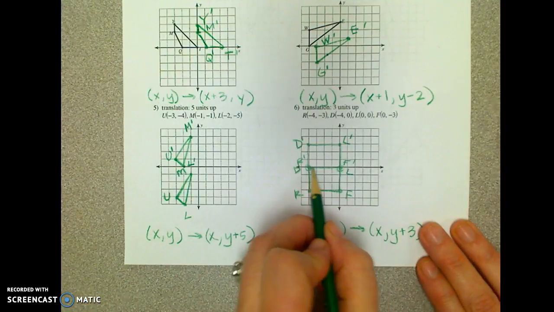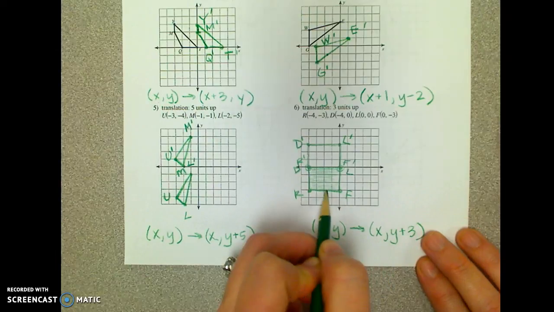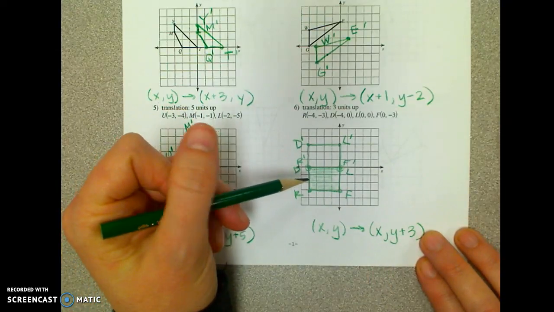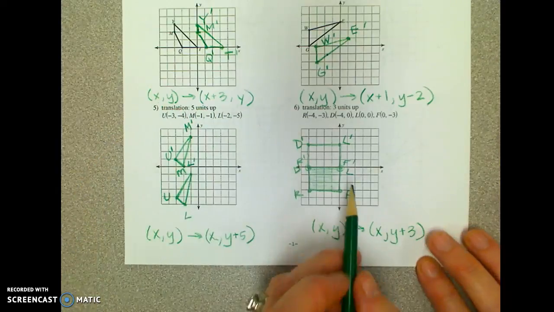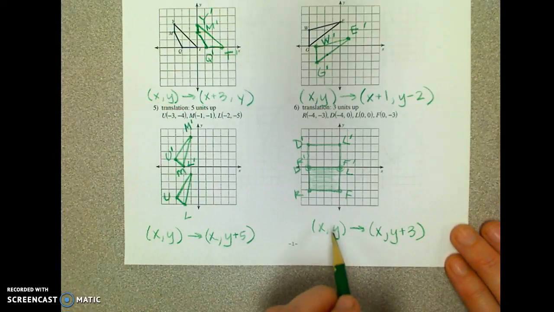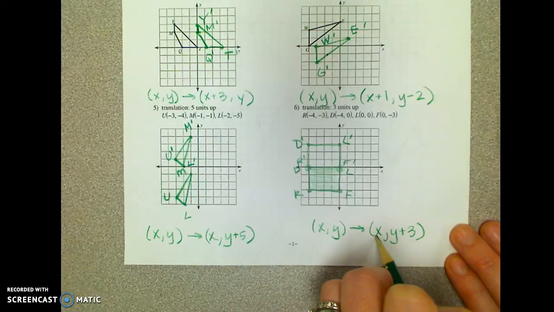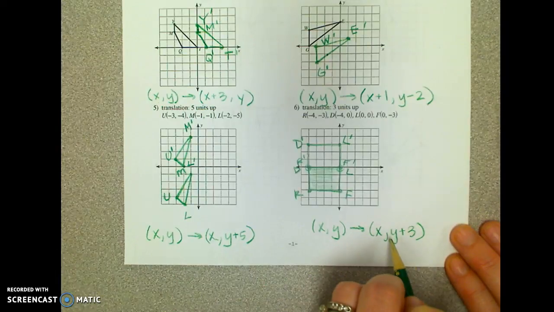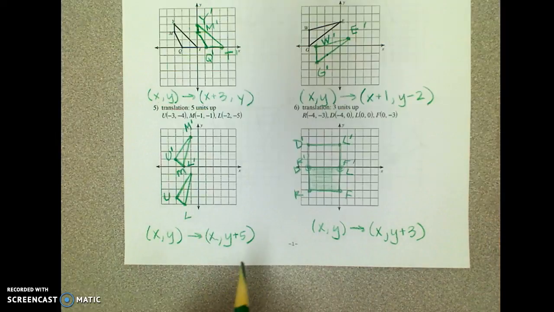Okay, go ahead and pause the video and try number 6. Okay, so my original image is this rectangle right here. I translated that 3 units up, so for each point I moved up 3, labeled my new image with the prime symbol, and then I wrote my rule, (x, y) goes to (x, y + 3). Since x didn't change, it just stays the same, and y we increased by 3.